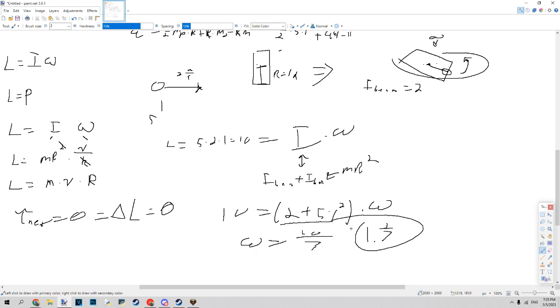And yeah, that was short. That's all there was to the angular momentum.